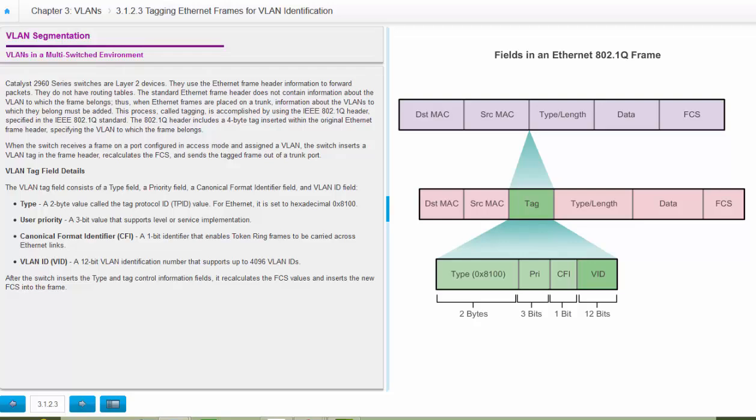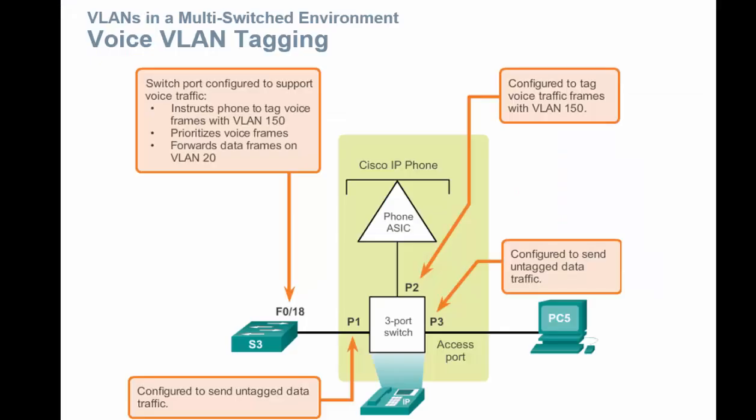4096 VLAN IDs. Okay, so keep in mind the type is 2 bytes. A byte is 8 bits. And then our user priority is 3 bits, our canonical is 1 bit, and then our VLAN ID is 12 bits. So keep that in mind.